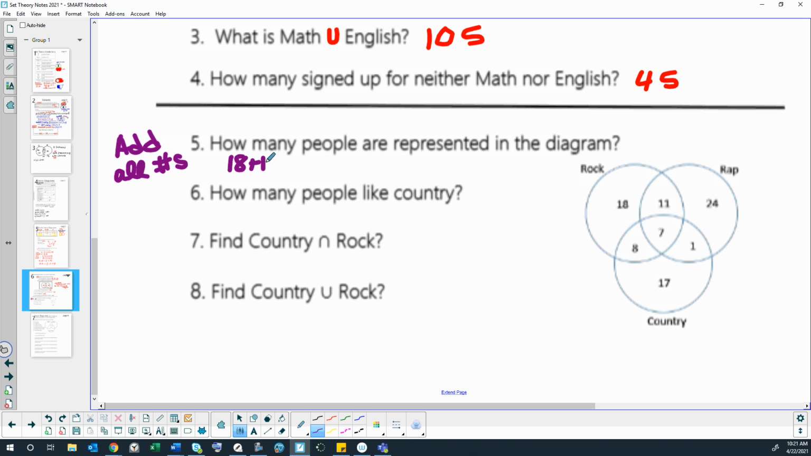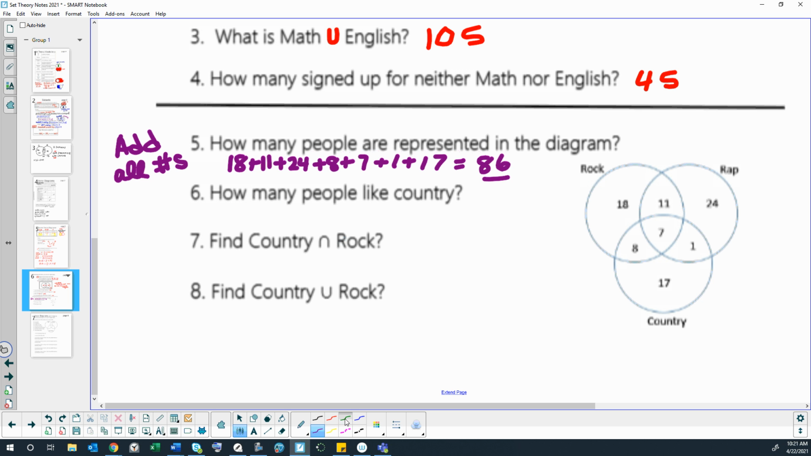We're just going to add the 18 plus the 11 plus the 24 plus the 8 plus the 7 plus the 1 plus the 17. And using a calculator, I discovered that those all add up to 86. So there are 86 people represented in this diagram.